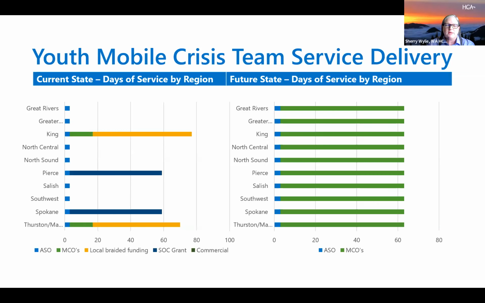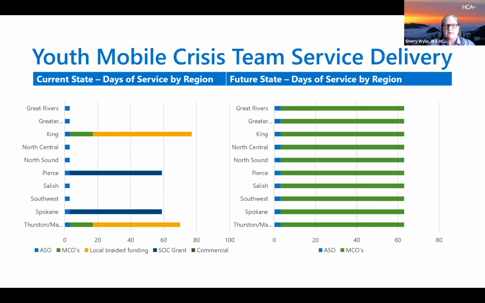This graphic shows how many days kids get service when they call by region. The left is the current state, and the right is future state. All regions have that blue 72-hour crisis intervention phase. On the left, you'll see those 2 regions, King and Thurston. They're providing MRSS for the full 8 weeks, and they're accomplishing this through braided Medicaid and local funding. The system of care SAMHSA grant in the orange is funding the stabilization phase in Pierce and Spokane. No, it's in blue, sorry, my apologies. The system of care grant in blue is funding the stabilization phase in Pierce and Spokane.